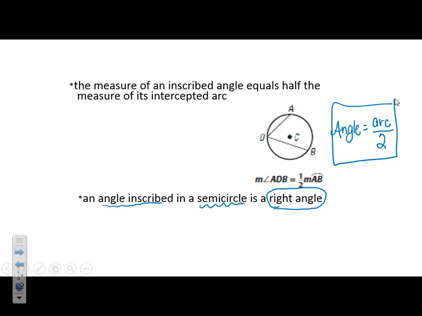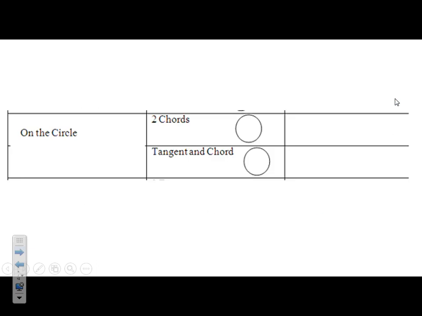So let's go ahead and write that on our note card where we have 2 chords. Because what we have is 2 chords giving us an inscribed angle, okay? And we want to talk about how that relates to the arc. And remember, the angle is equal to the arc degree divided by 2. So the angle degree would be equal to the arc degree divided by 2. So that's what we want to talk about today.